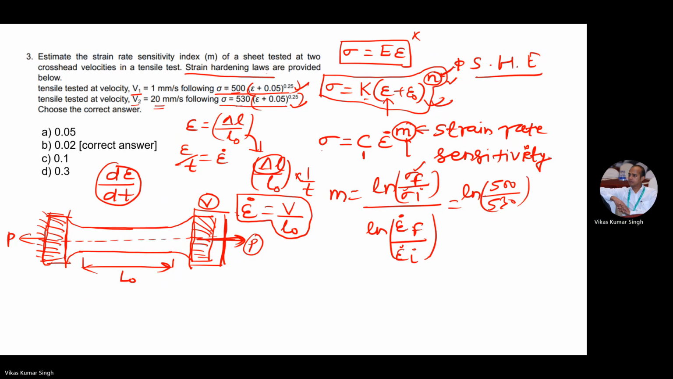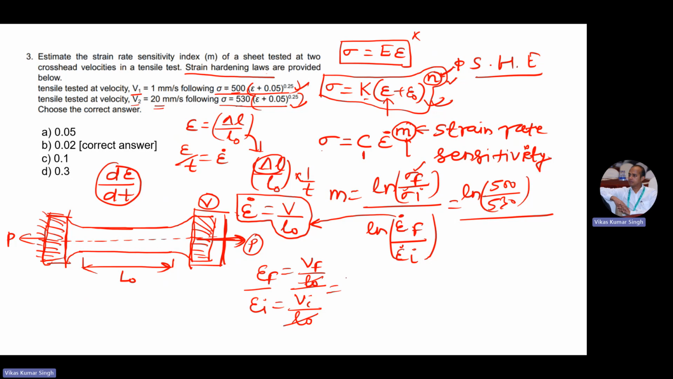Okay, and now we have to find the strain rate. So how to get the strain rate? Just see this formula we derived here, V by L naught. Suppose I am writing V final by L naught, and for initial, V initial by L naught. If I take the ratio of these two, L naught and L naught will be cancelled, and we will have V final by V initial only. So the ratio of strain rate is nothing but the ratio of velocity.